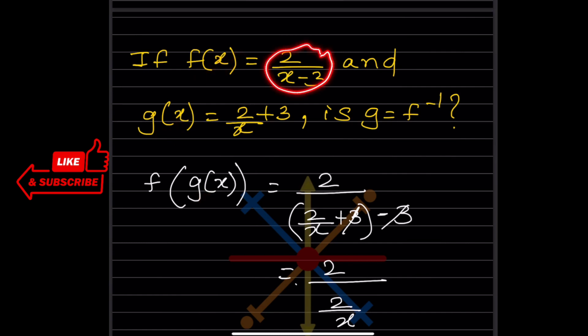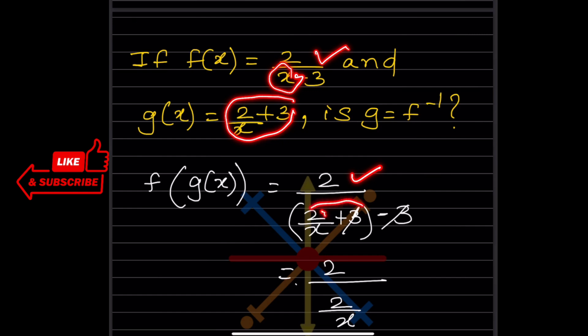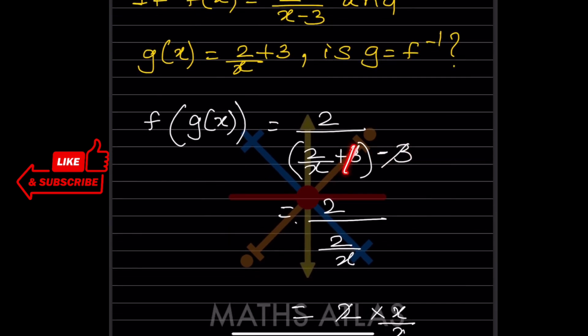Wherever you see x, you are going to replace it, because g of x is 2 by x plus 3. So let us take this function as it is. In place of x, we are going to replace this by 2 by x plus 3, and this minus 3 as it is. Hope this is clear. So now what will happen here? Plus 3 and minus 3 will get cancelled. 2 is as it is in the denominator, that is 2 by x.